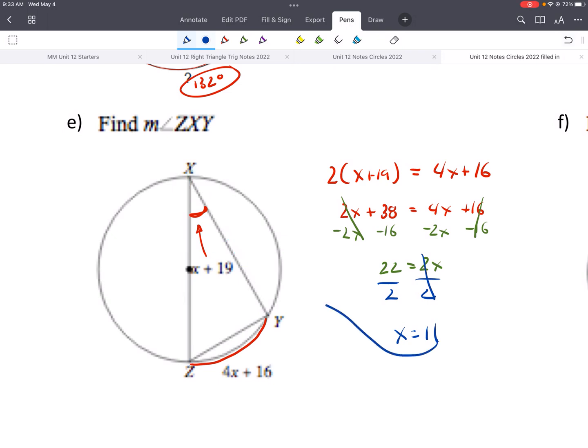Then we just plug that 11 in here. 11 plus 19 is equal to 30. Again, you could plug it in here too. You probably should know what it should be. It should give us 60, right, because it doubles it. We get 4 times 11, which is 44, plus 16 gives us 60.